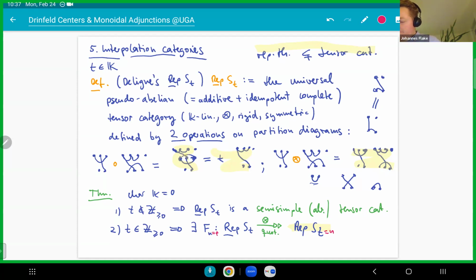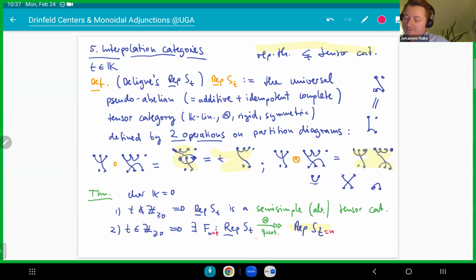To the actual representation category of the n-th symmetric group. So now there is a group, namely the nth one, the t's one. T is now in the range where we can talk about symmetric groups. And actually, the category Rep St specializes to this category.